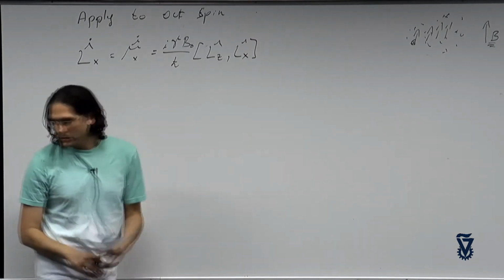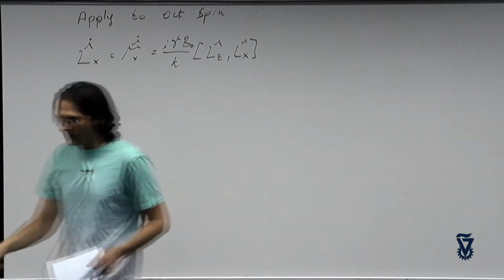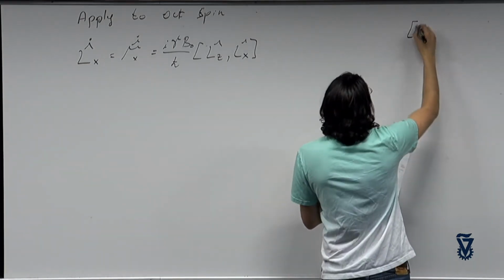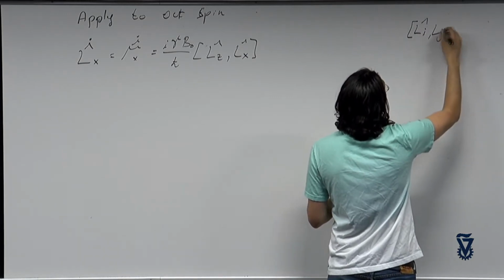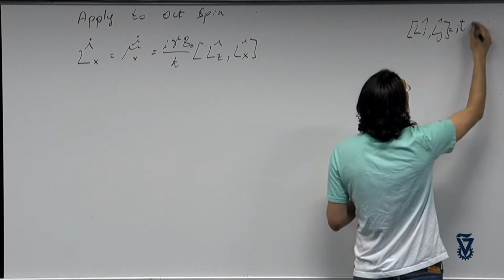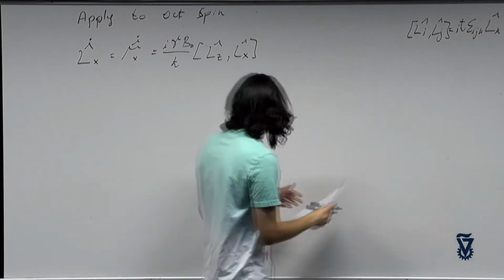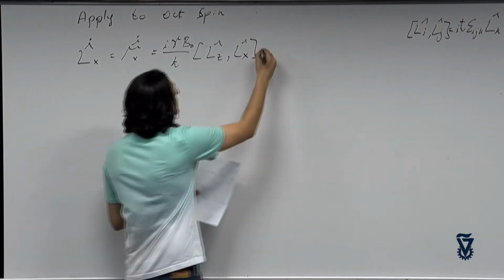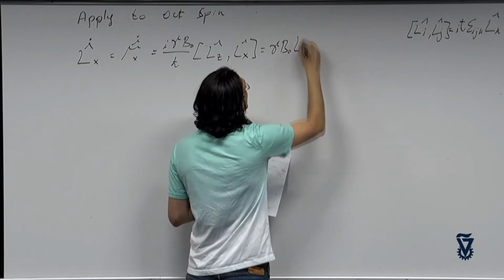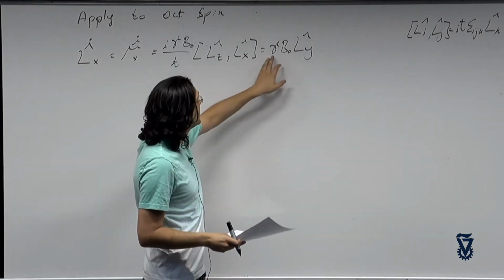And the commutation relations for the angular momentum operators are cyclic, if you remember. So the commutator of Li and Lj is i h bar epsilon ijk Lk. So if we plug that into here, we get gamma b naught Ly. So Lx dot is going to equal gamma b naught Ly.